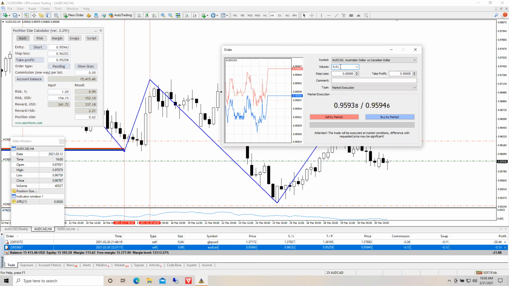Now, we've done lots of training on working out the position size in the past, and certainly as an Academy member, you should have access to that. But I think it may well be time for us to do training on that again.